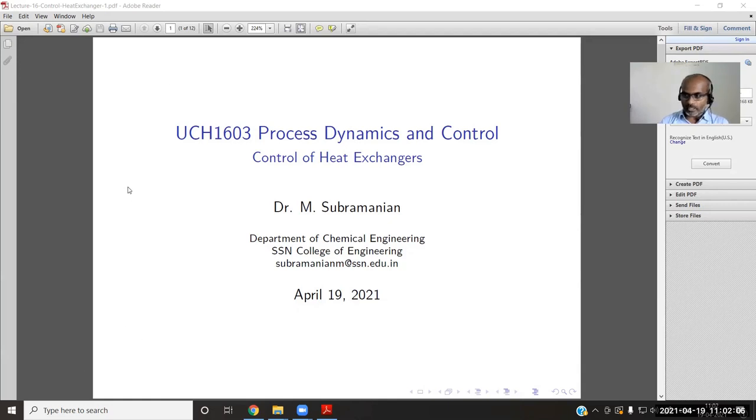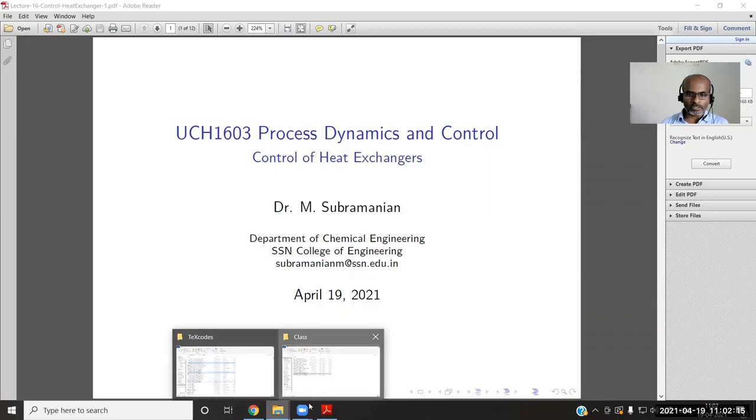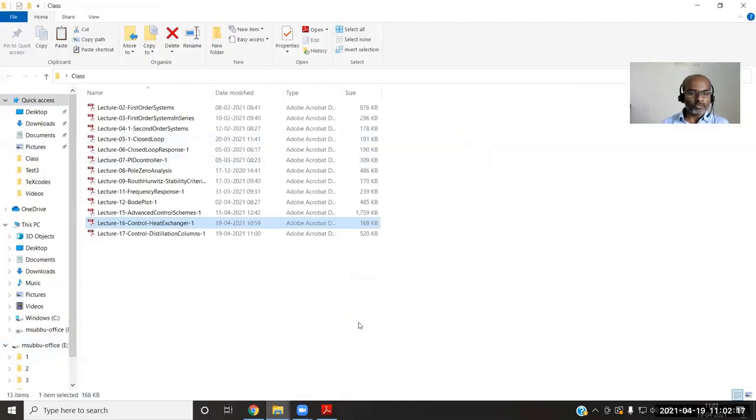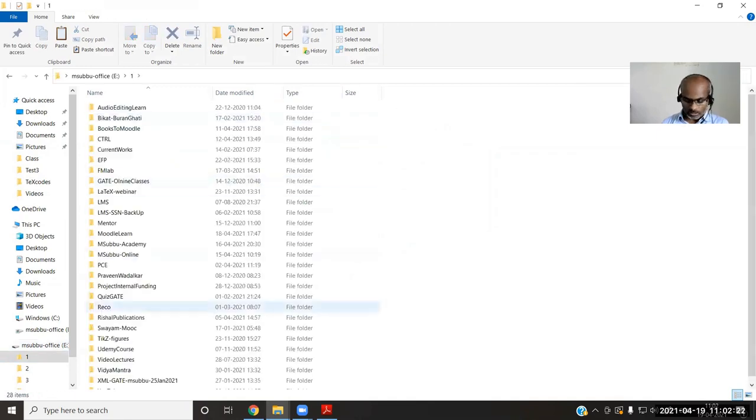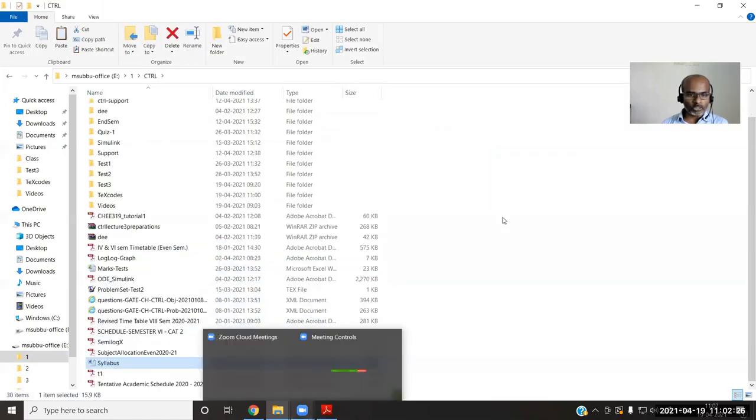Okay, in today's class, we'll see about the controller strategies for distillation column and heat exchanger. That is what is in the syllabus, in the fifth unit. From the fifth unit, we have seen topics like cascade control and feed forward control in the last class. In today's class, we are seeing the next topic, which is controller strategies for heat exchangers and distillation columns.